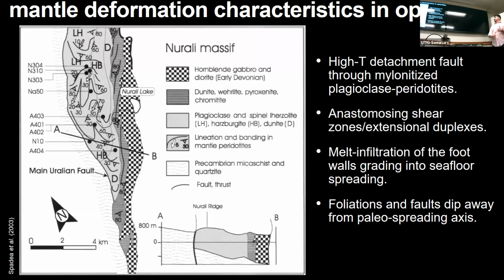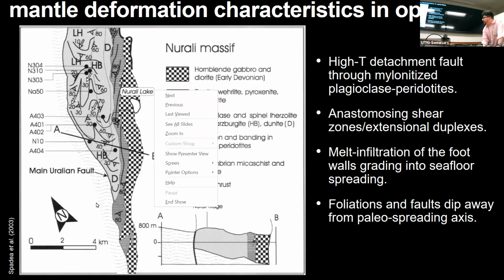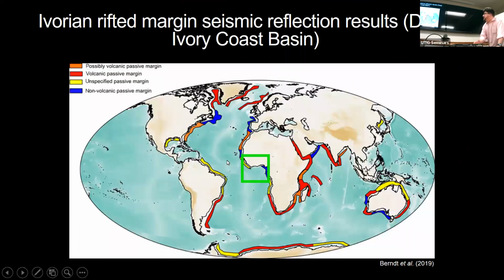And those are the key things. High temperature detachment fault, that's anastomosing. You get melt infiltration within this, as indicated by the plagioclase peridotite chemistry. And the foliations and the faults tend to dip away from the paleo spreading axis. And keep that in mind as we move into the next part of the talk, which is the 3D seismic experiments that were done at the Ivorian coast in West Africa.